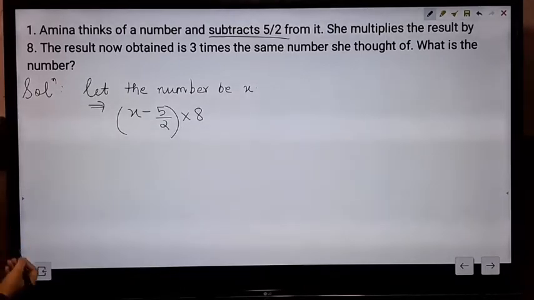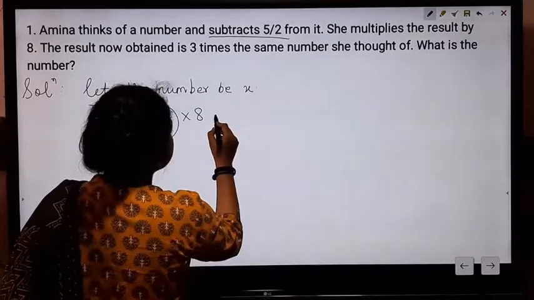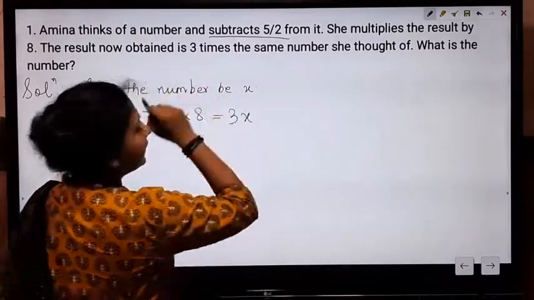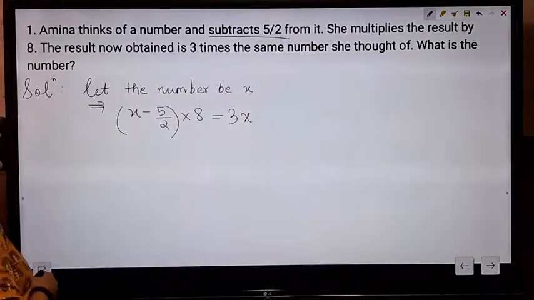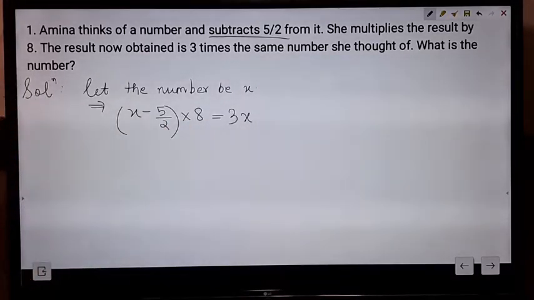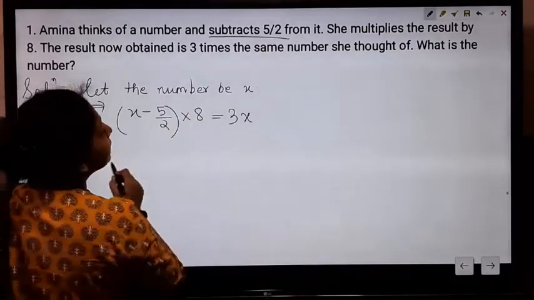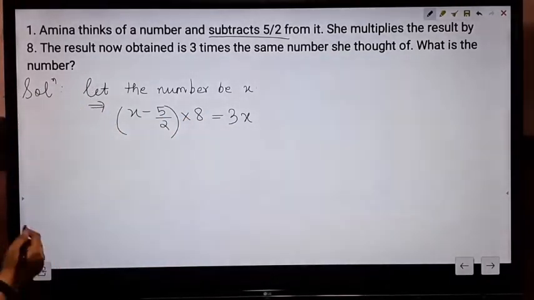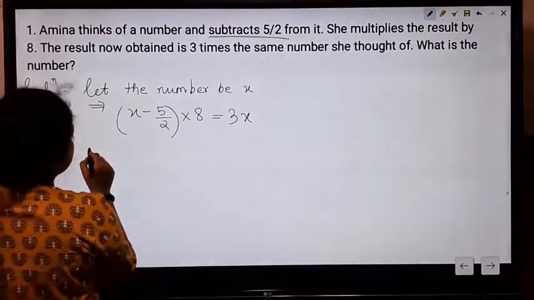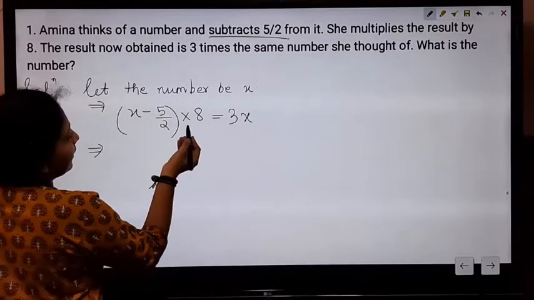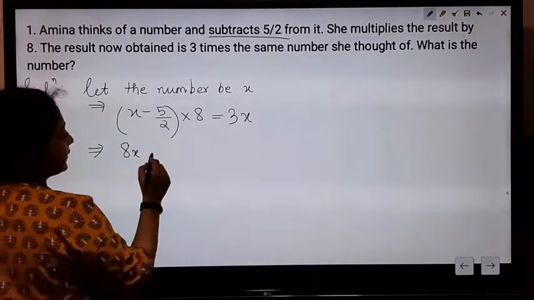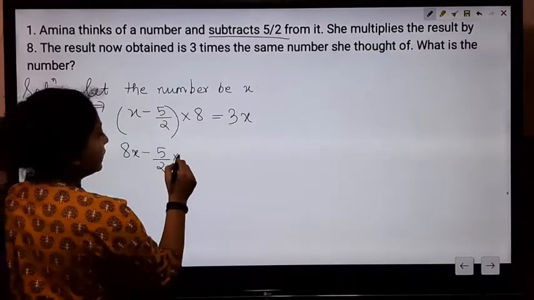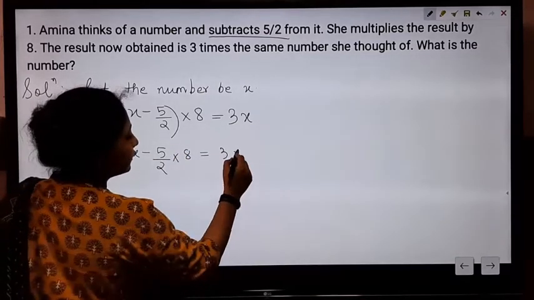The result now obtained is 3 times the same number she thought of. That means this overall result is 3 times the number she thought of. That means 3 times x, that is 3x. What is the number? Now we have to find the number. That means we have to solve this equation so as to find the value of the variable x here. Again, now we can open this bracket. 8 into x gives us 8x minus 5 by 2 into 8 equals 3 into x.